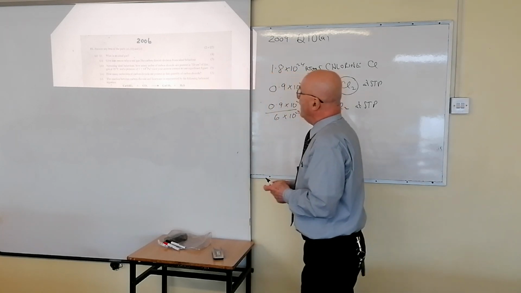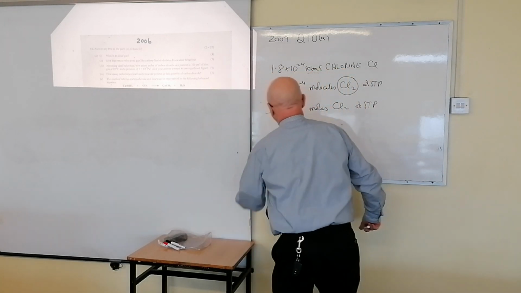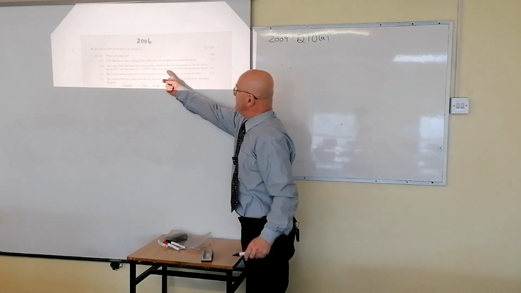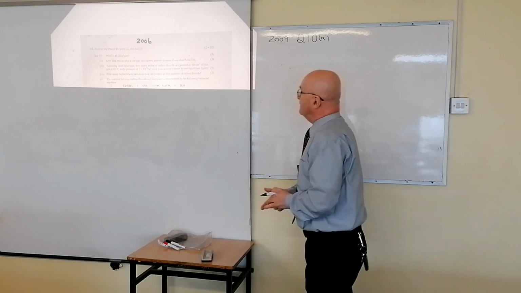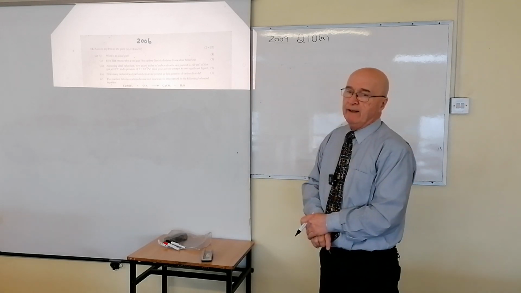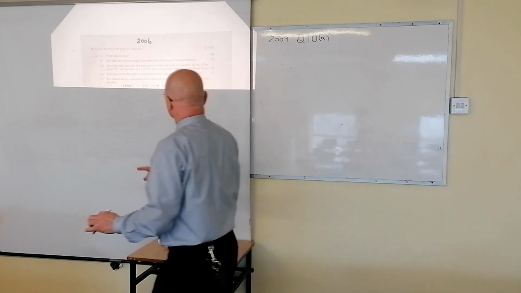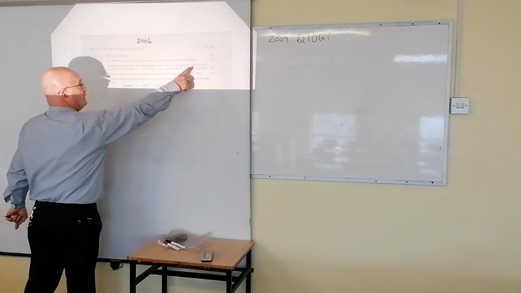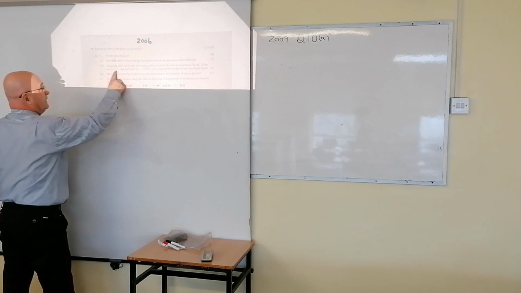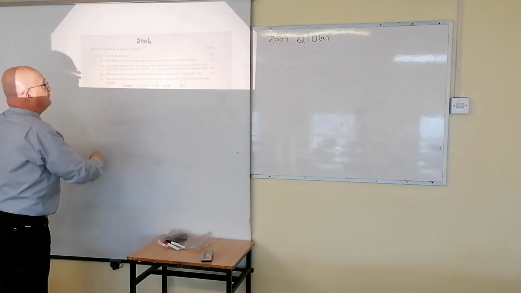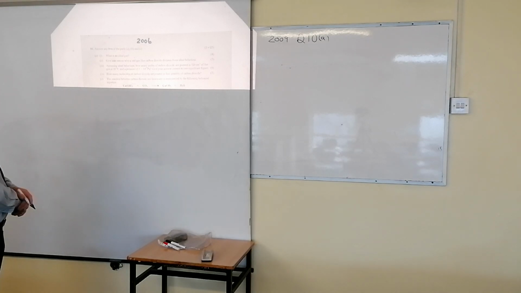Next, assuming ideal behavior. Now watch the language there, please. Okay? You must be very careful. Assuming ideal behavior, how many moles of carbon dioxide are present in 720 centimeters cubed at a stated temperature and pressure? You can never have a volume of a gas without the temperature and the pressure being given, unless you're looking for one of them, and give your answer correct to one significant figure.